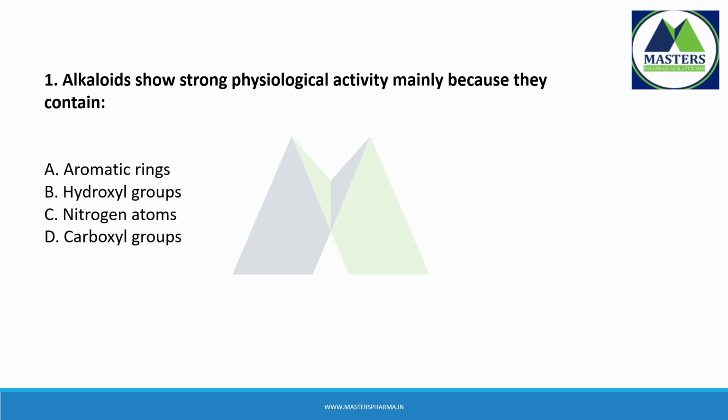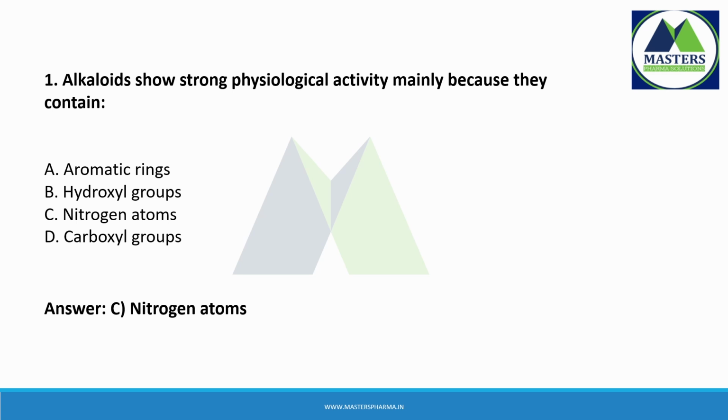Alkaloids show strong physiological activity mainly because they contain: aromatic rings, hydroxyl groups, nitrogen atoms, or carboxyl groups. The correct option is option C, nitrogen atoms. Alkaloids show strong physiological activity mainly because their nitrogen atoms can accept protons and form cations, allowing them to interact strongly with biological receptors and enzymes.